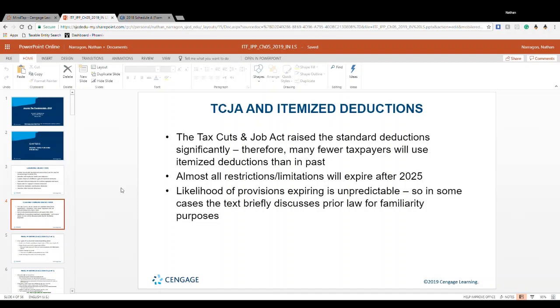So, in some cases, we discuss the prior law because, again, we don't know exactly what the government's design is sometimes with taxes. They may revert back to the old law, they may stay with the new law, they may change it to something brand new. So, as a tax accountant, I want to tell you real quick, always be up to date. Always check the IRS. Okay?